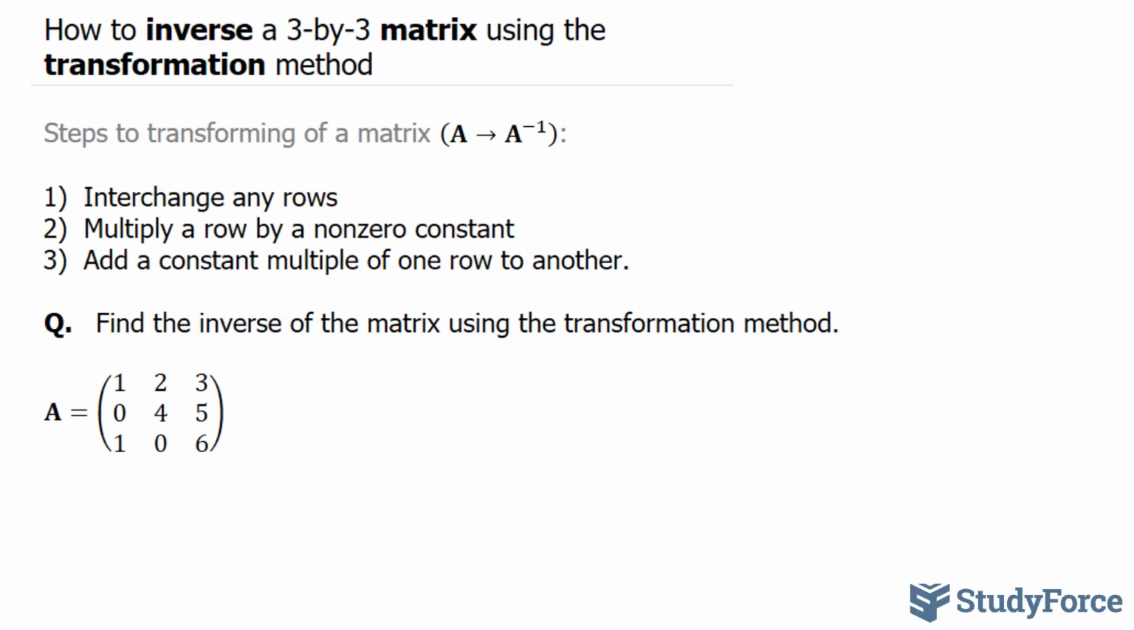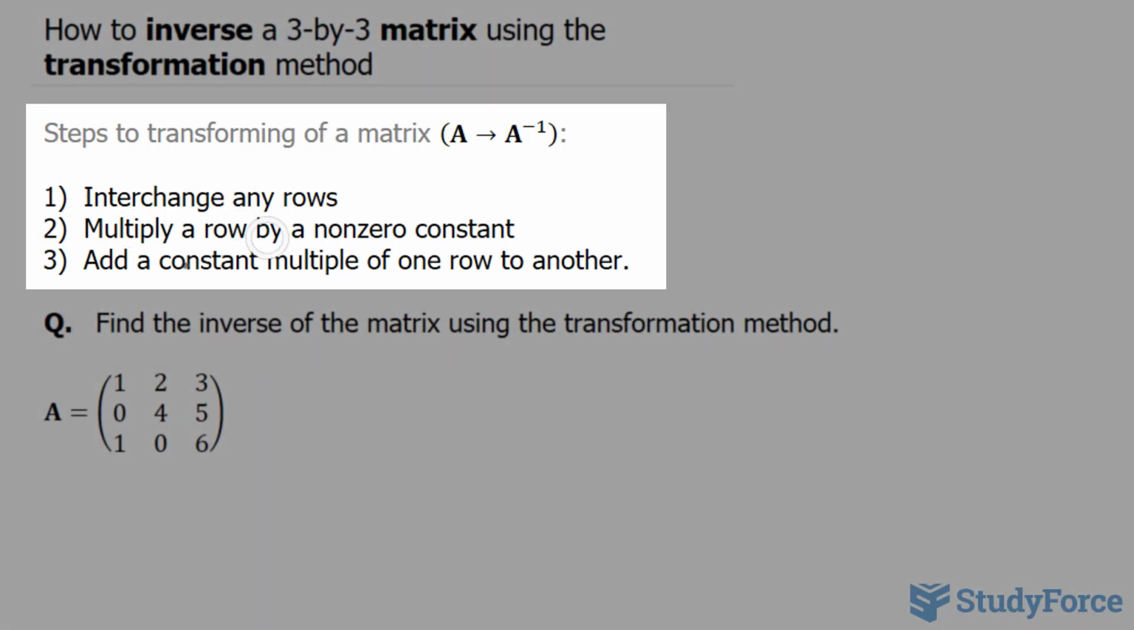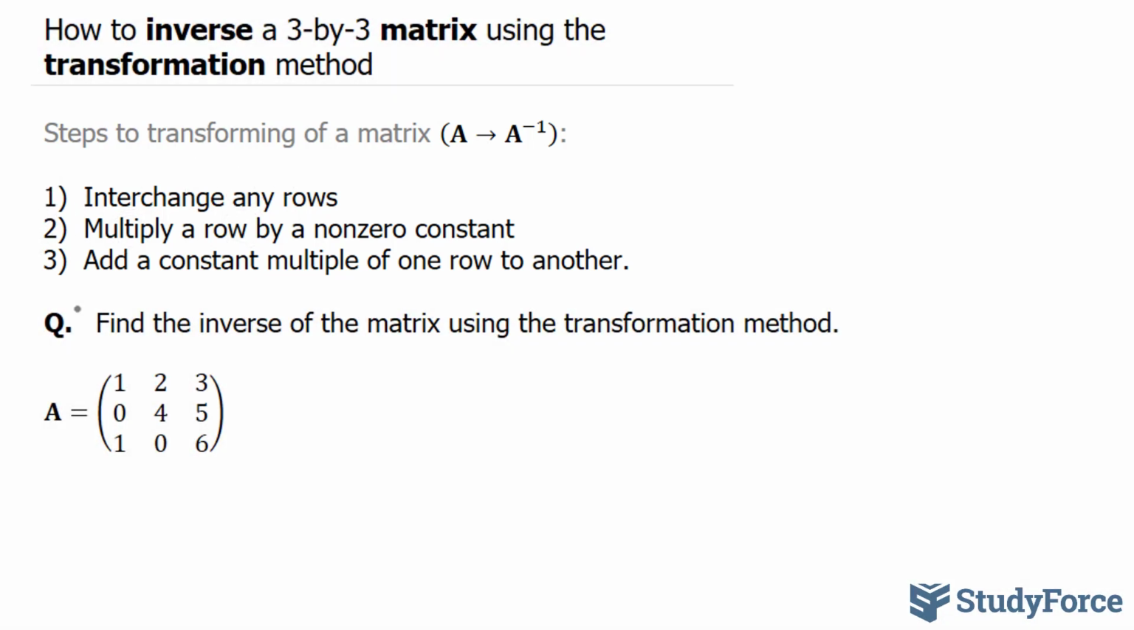In this video, I'll show you how to inverse a 3 by 3 matrix using the transformation method. The rules to using the transformation method are outlined below, and our goal is to convert this 3 by 3 matrix into its identity matrix, which looks like this. Let's analyze our matrix for a moment.